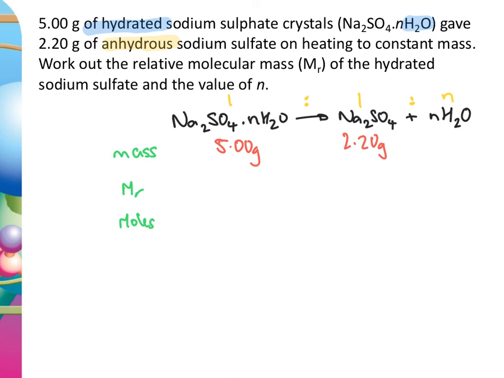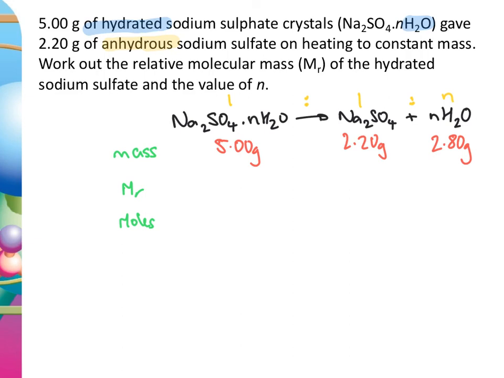So we can use the conservation of mass here. The total mass of the right-hand side must equal the total mass of the left-hand side. The left-hand side is 5 grams. The right-hand side is 2.20 grams plus whatever the water is. Well, the water must be 2.80 grams. Normally next we look at MR, and we divide our masses by MR. Now we've got 3 masses, but actually we don't know the correct or true formula for the hydrated sodium sulphate, so there's nothing we can do there.